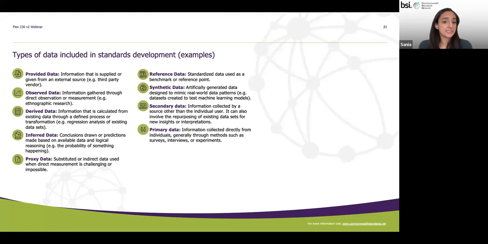So this could be provided data. There could be information that is supplied or given from an external source, third-party vendor, or other secondary information that might be publicly available. We have observed data. So this is information that's gathered through direct observational measurements. So it could be ethnographic research.